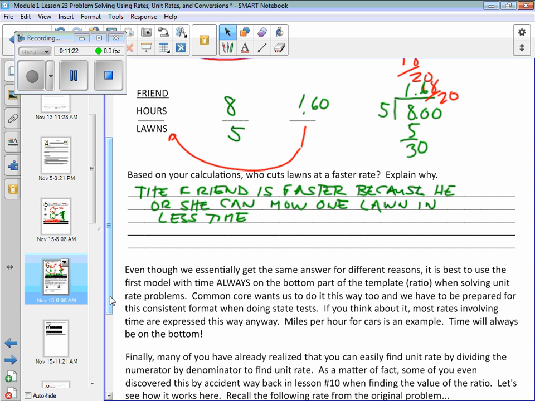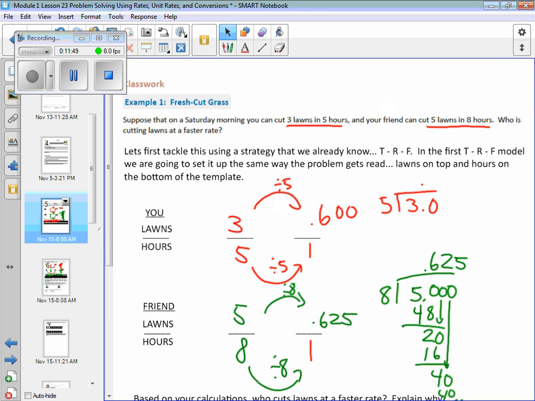And I'll conclude with this. The whole reason why I showed you this is you can essentially get the same answer for different reasons, either way that you set up your template. However, bottom line with all of this, Common Core wants us to solve unit rate problems involving time with time on the bottom. They want us to use whatever the time element is, in this case hours, solve for the unit rate for time, not the other quantity.